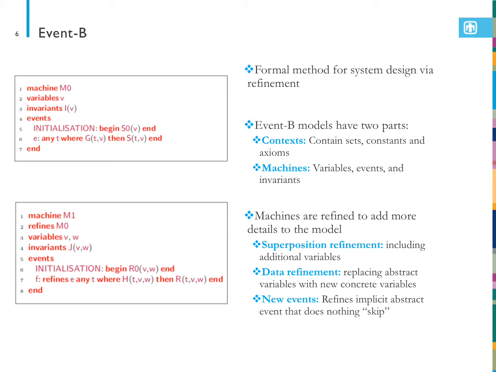The top listing is an illustration of an abstract model. It has an event E, which is the abstract event, which has a guard and actions associated with the variable V, the abstract variable. The bottom listing illustrates a refinement of that machine, where we have a refined event F that refines the abstract event E. We have added a new concrete variable W, which allows us to define guards and actions based on that new variable.